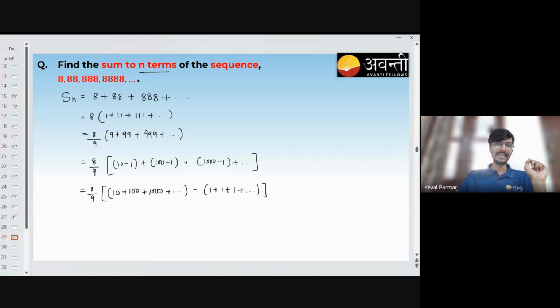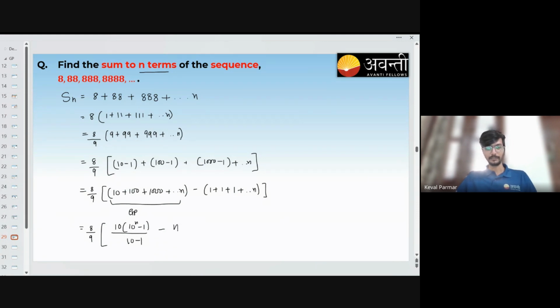अच्छा, कहां तक जा रहा है? n terms. तो यहाँ पे last में n terms तक आएगा. So this is a GP. Correct? So this is sum of n terms of GP. So हम लोग इसको क्या लिख सकते हैं? 8/9 into a 10. R भी 10 है. 10 raised to power n minus 1 upon 10 minus 1 minus, ये किसको लिख सकते हैं हम लोग? n. I can write it n, right?